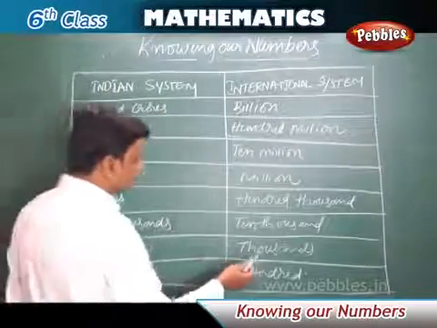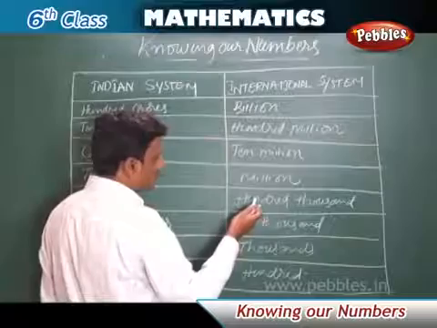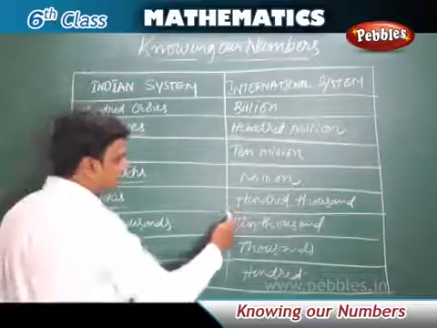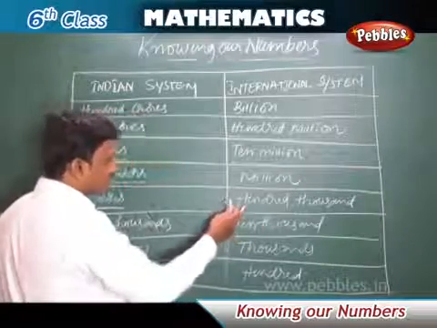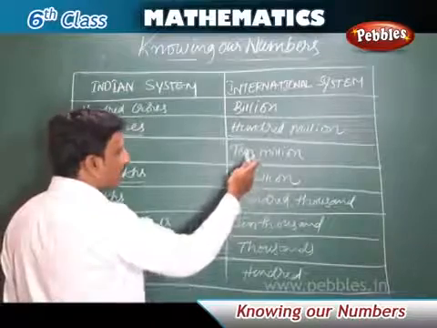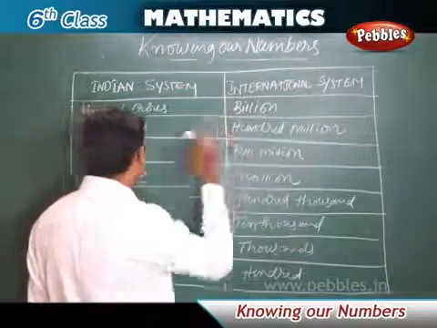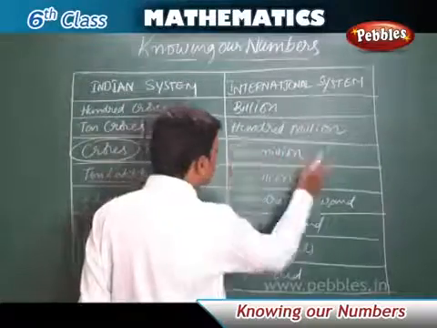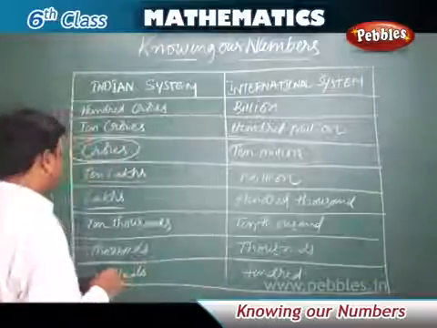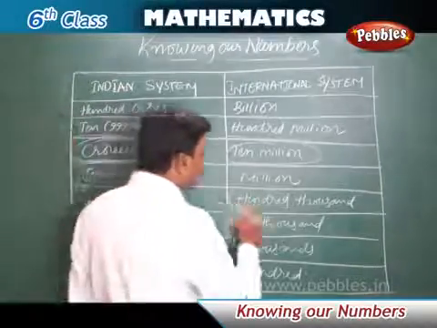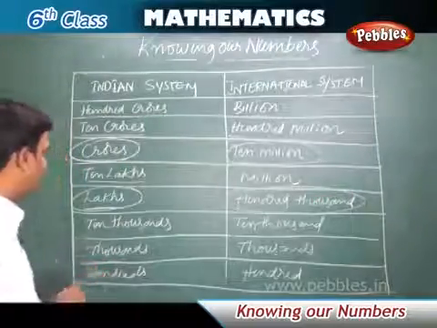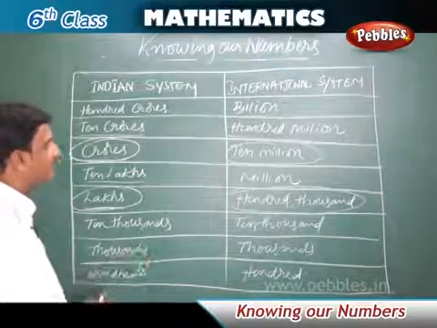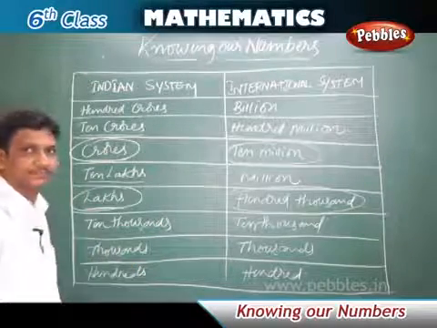In the international system, after 10,000 it becomes 100,000s, whereas in the Indian system we call it lakhs, 10 lakhs and so on. But here, after 10,000 come 100,000s, and after that million, 10 million, 100 million, billion. So 1 crore in the Indian system is 10 millions in the international system. In the same way, 1 lakh is equal to 100,000s in the international system. So at these places we find the difference between the Indian and international systems.